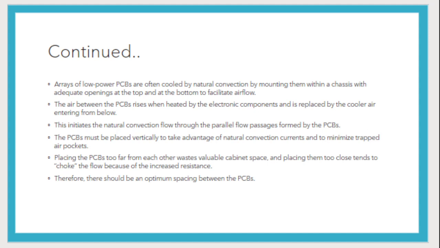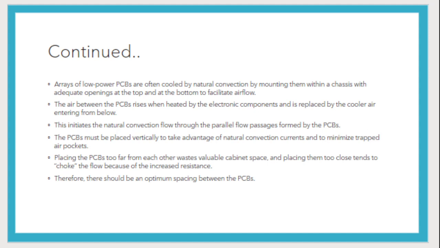Arrays of low power PCBs are often cooled by natural convection by mounting them within a chassis with adequate openings at the top and at the bottom to facilitate airflow. The air between the PCBs rises when heated by the electronic components and is replaced by the cooler air entering from below. This initiates the natural convection flow through the parallel flow passages formed by the PCBs.